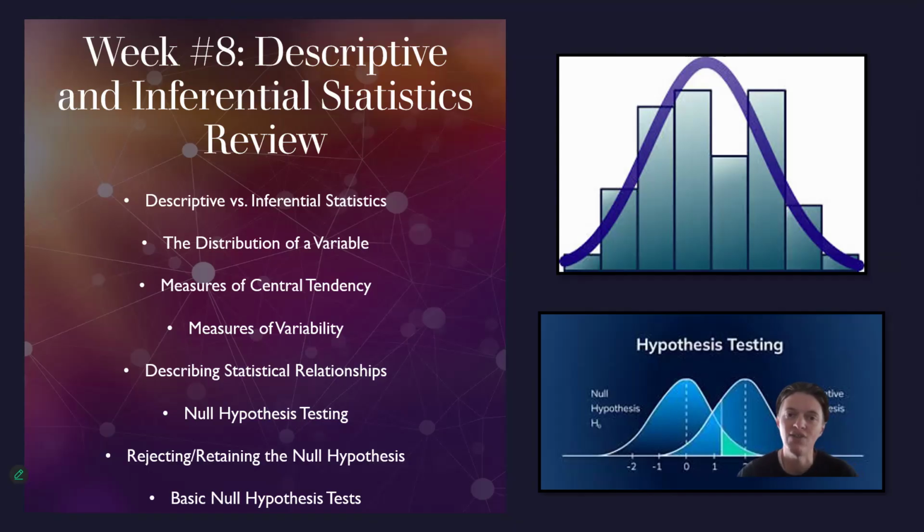I also included a really great video I found on YouTube in the lecture for this week that I thought was an incredibly helpful short review of all of this information in case you need a little bit of a refresher. So we'll look at the differences between descriptive and inferential statistics, some things related to the distribution of a variable, like measures of central tendency and measures of variability. How can we describe statistical relationships, null hypothesis testing and rejecting or retaining the null hypothesis, and then some different types of basic null hypothesis tests like t-tests and ANOVA and so on. So again, a quick review, but hopefully helpful nonetheless.